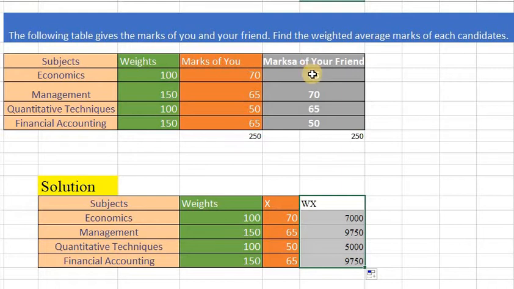Next, I'll copy this one: the marks of the second student, or marks of your friend, I'll copy.